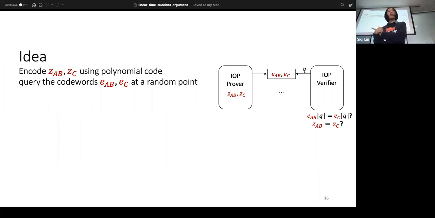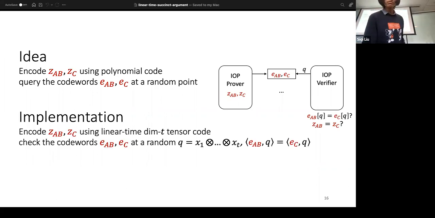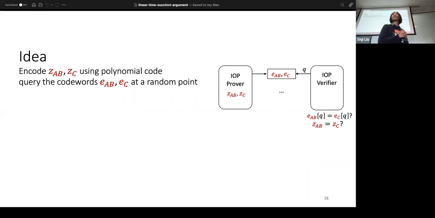However, this idea has one problem, which is polynomial codes. To do the encoding, you need quasi-linear time. Therefore, it's not linear time. But we'll somehow still try to use this idea, implementing it not using a polynomial code, but using something else. Actually, is the idea clear?